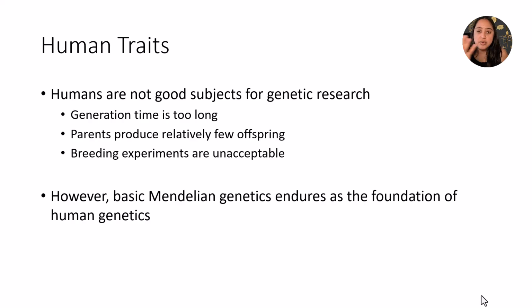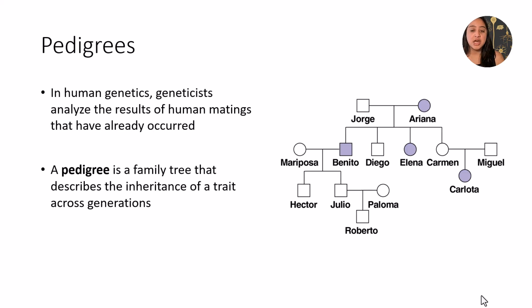But we can study genetics from the perspective of existing family and generations. So, basic Mendelian genetics is still the foundation of human genetics, and we can still study it with the information that we already have about family members and different generations. So in human genetics, geneticists analyze the results of human matings that have already occurred. So geneticists will find out more information about a person's family in different generations and be able to map out certain traits and see how they got passed on.